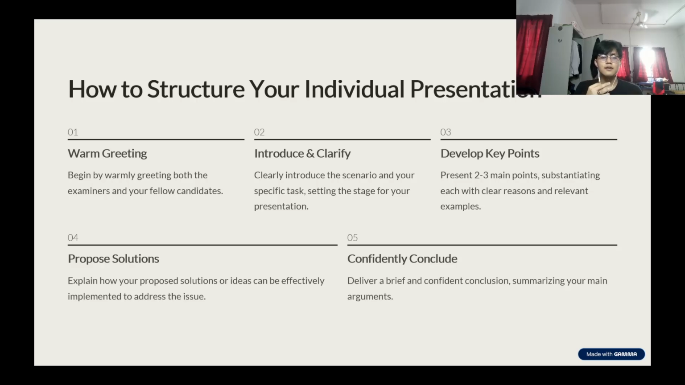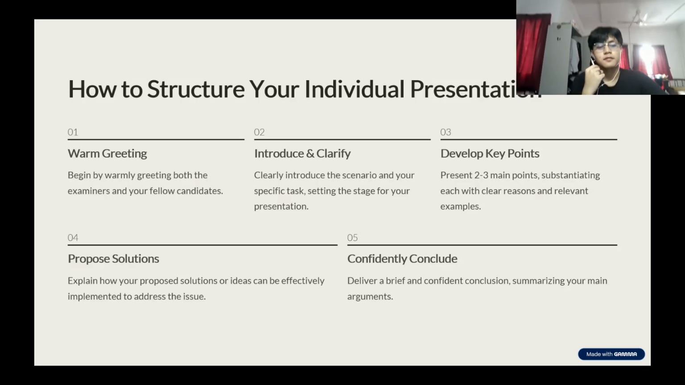Secondly, you have to introduce and clarify. You have to clarify your scenario and the specific task, which is going to set the stage for your presentation. Third, you have to develop some main points or key points. Since it's a presentation, you have to make it as short and concise as possible. You can make around two, three, or even four main points that substantiate each with clear reasons and also some relevant examples.